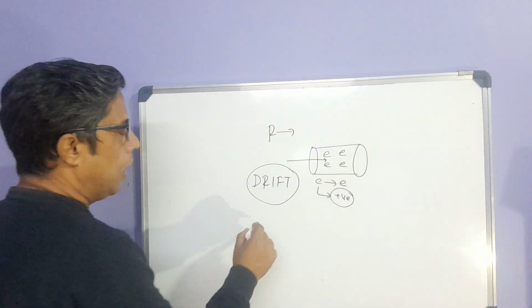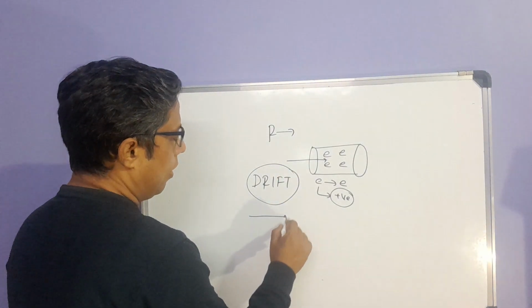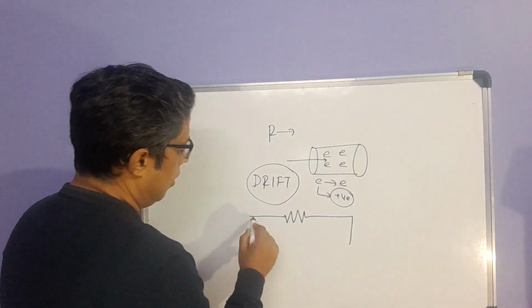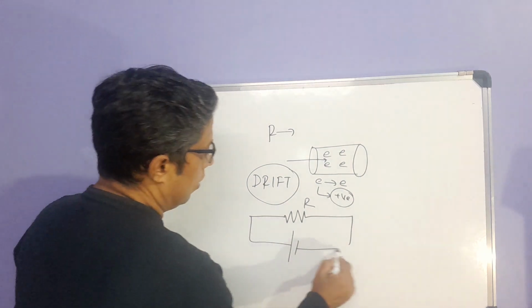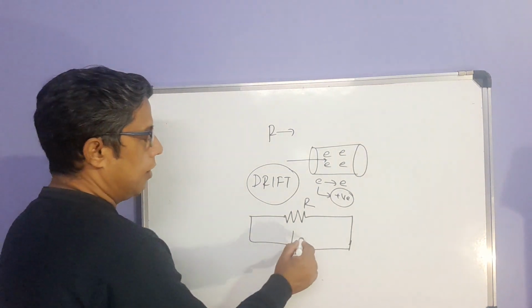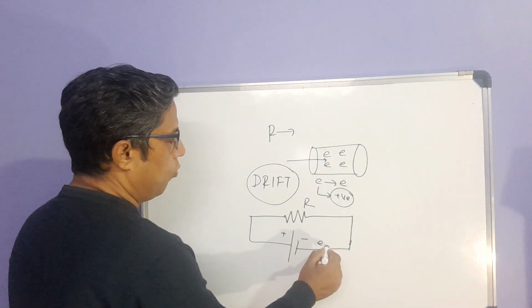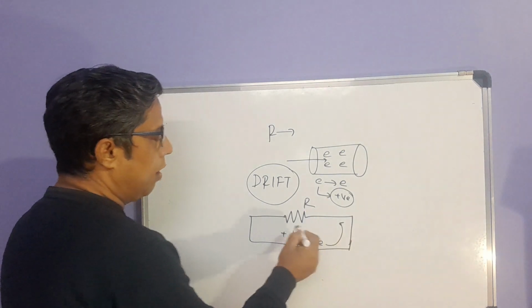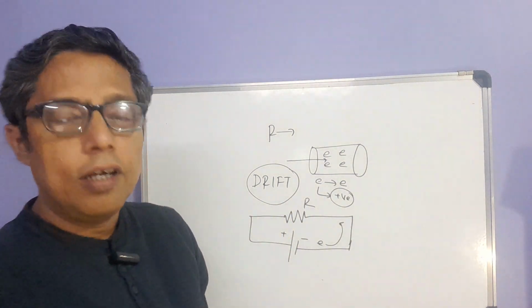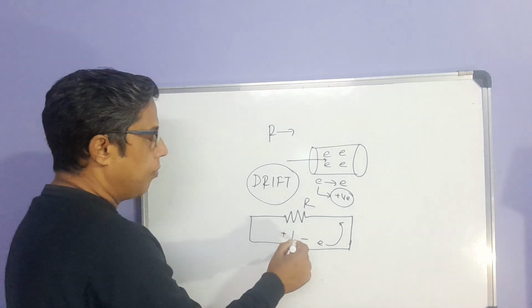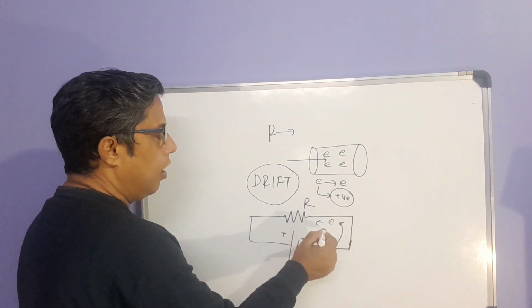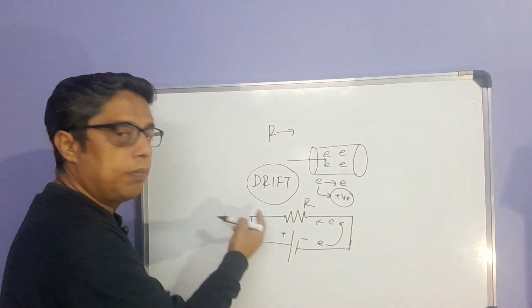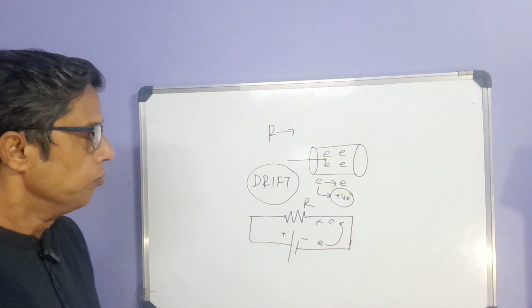So now again let me draw the circuit. In the circuit, this is the resistance. This is the negative pole, and this is the positive pole. So electrons will move like this, from the negative terminal to the positive terminal. Why? Because the negative terminal has repulsion, and they move like this. Electrons are trying to reach the positive terminal in the circuit.